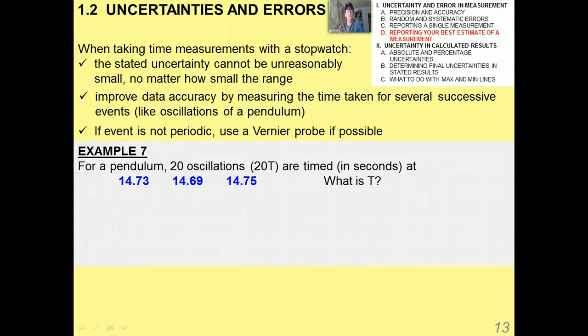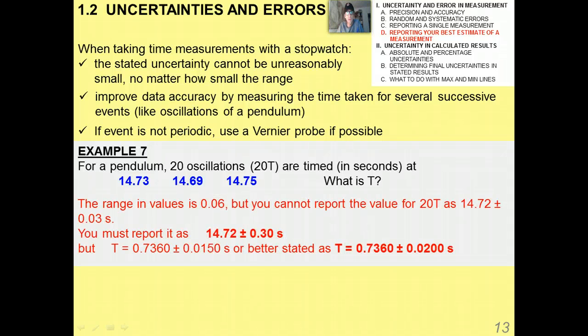For a pendulum, 20 oscillations are timed in seconds. So some student is measuring 20 oscillations of a pendulum, okay? What's the best stated value for the period of this pendulum? Try it. Okay, so very obviously the average is 14.72, okay? The range in values is 0.06, but you can't report the value for 20 oscillations as 14.72 plus or minus 0.03 because that's too small, okay? So you must report it as 14.72 plus or minus 0.30, okay?